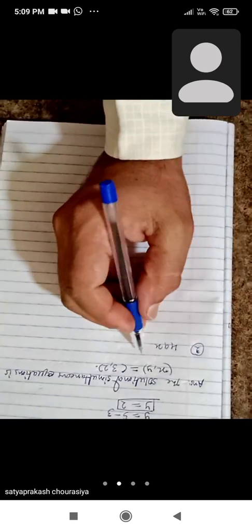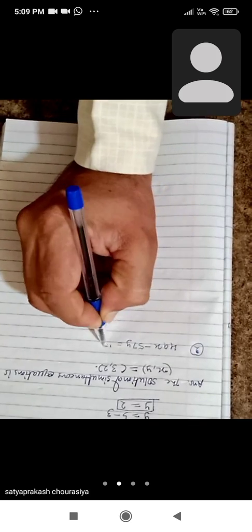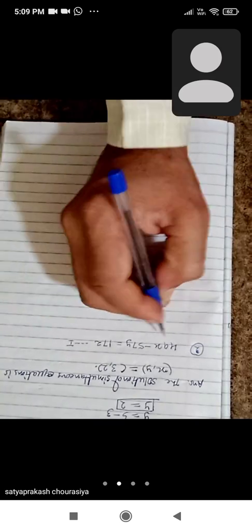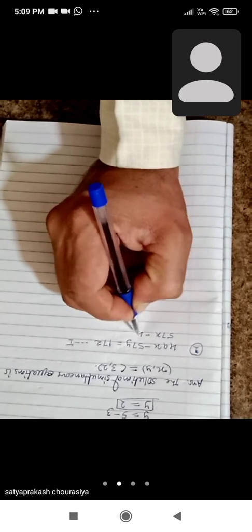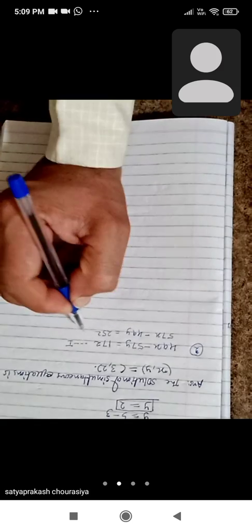49x minus 57y is equal to 172. This is your equation 1. And 57x minus 49y is equal to 252.